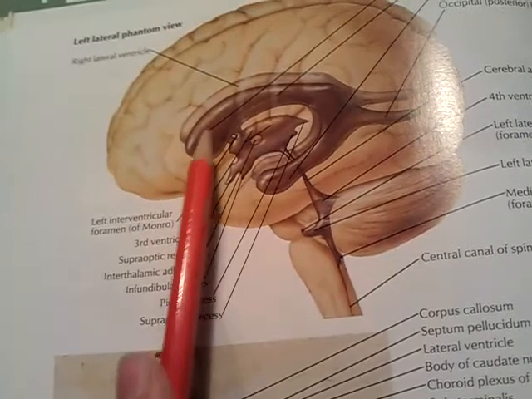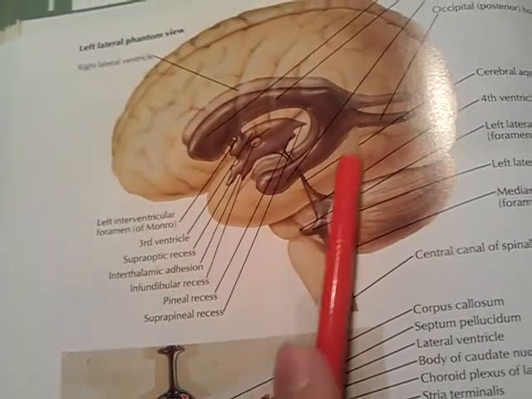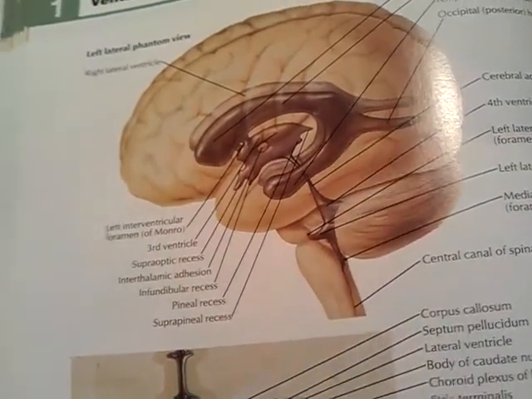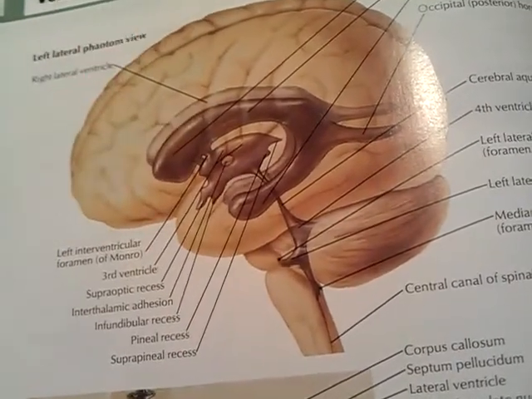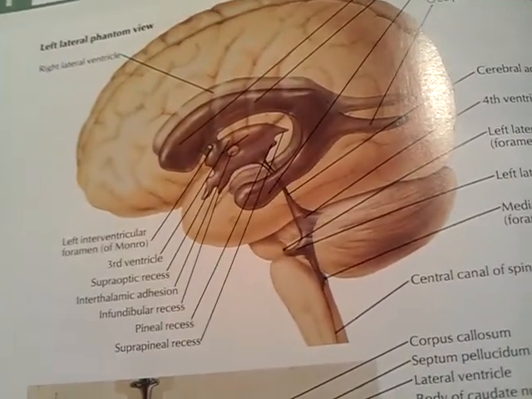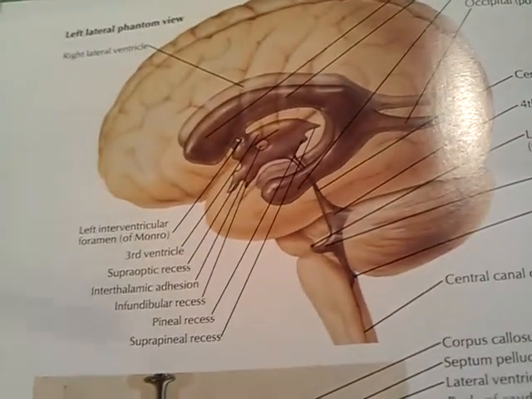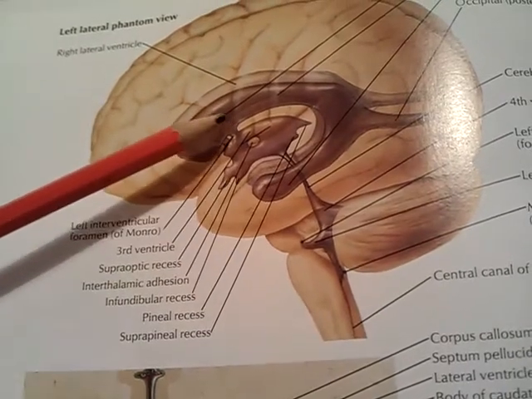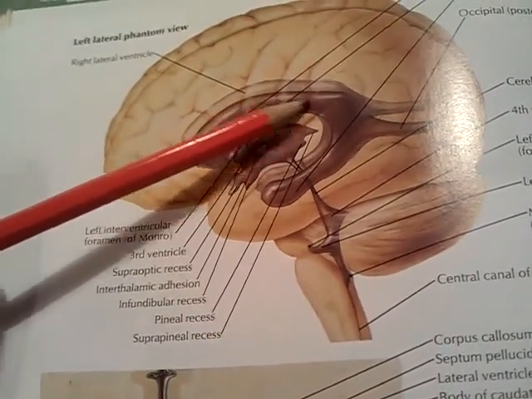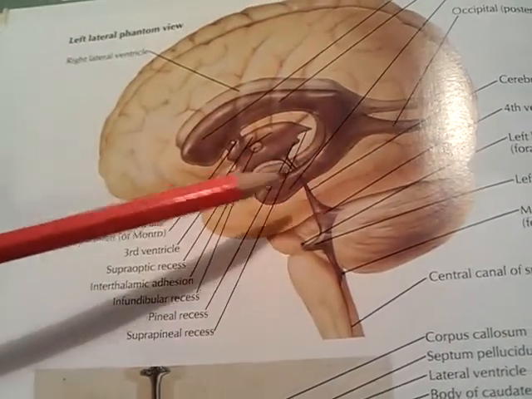Now the lateral ventricles go through the entire hemispheres, one in each hemisphere. And they go through all the lobes except the insula. You have an anterior horn, central part, posterior horn and inferior horn.